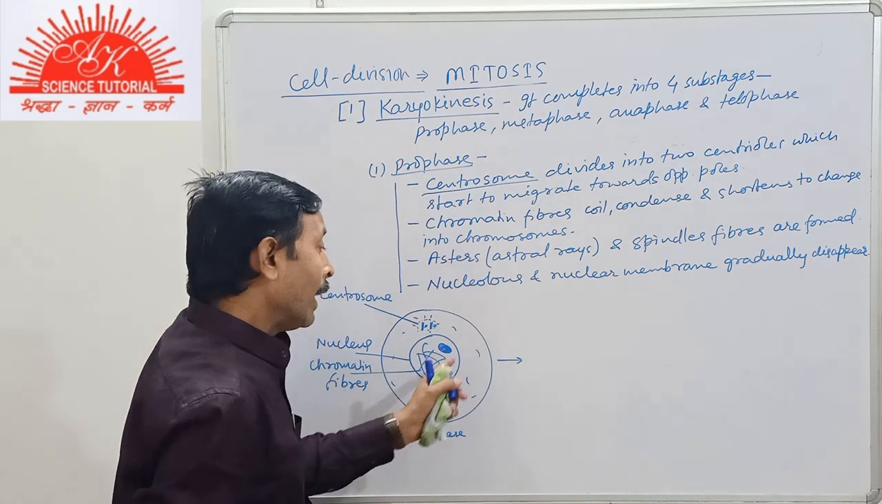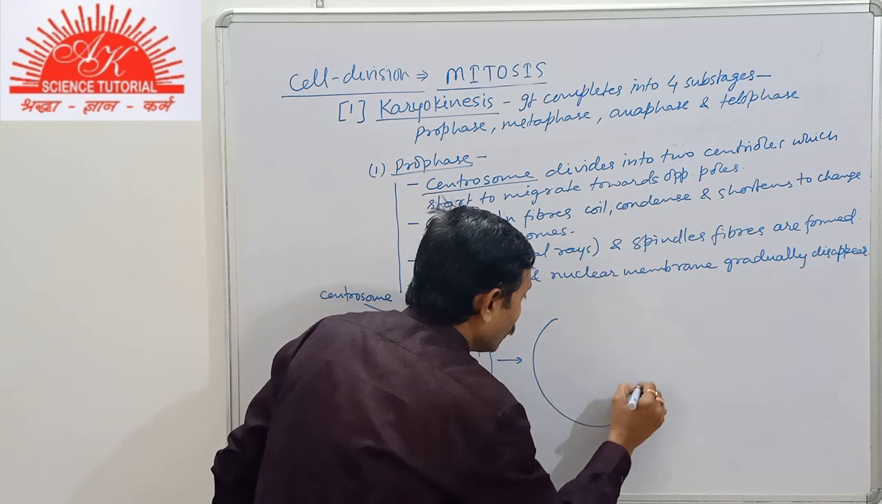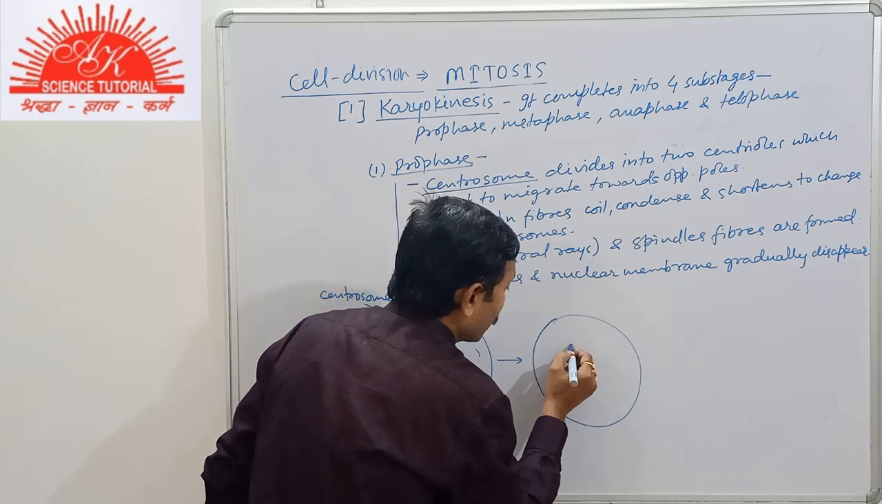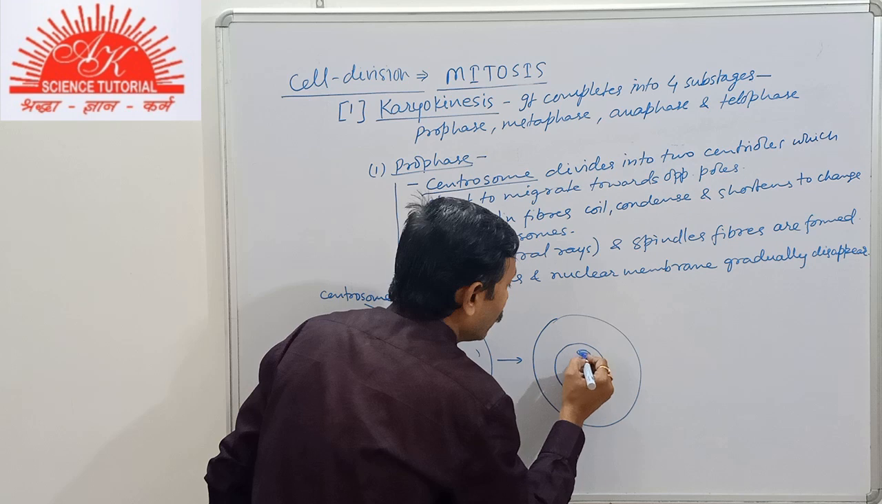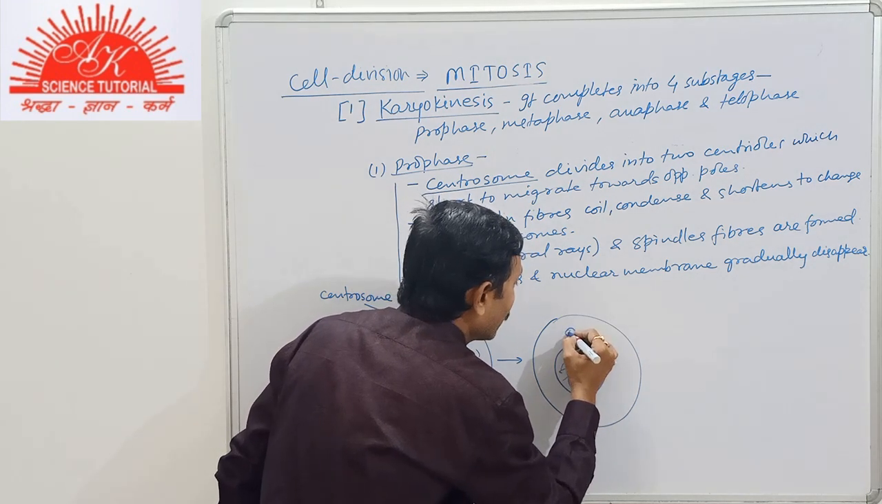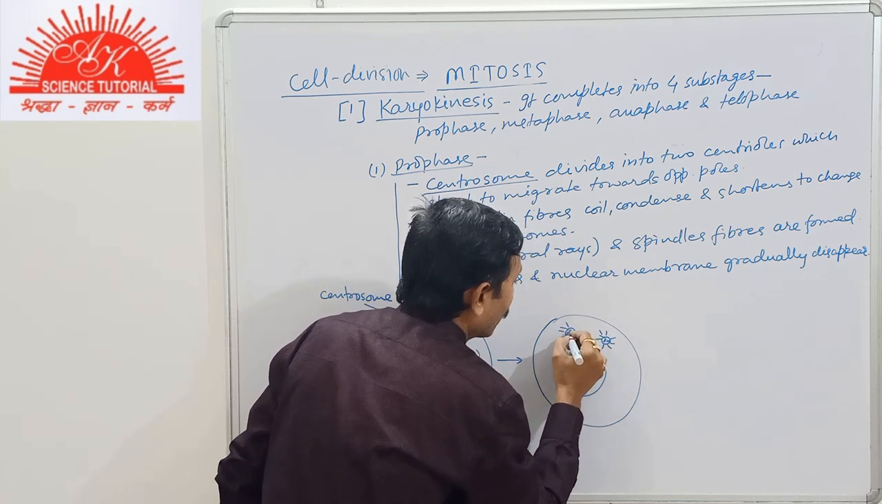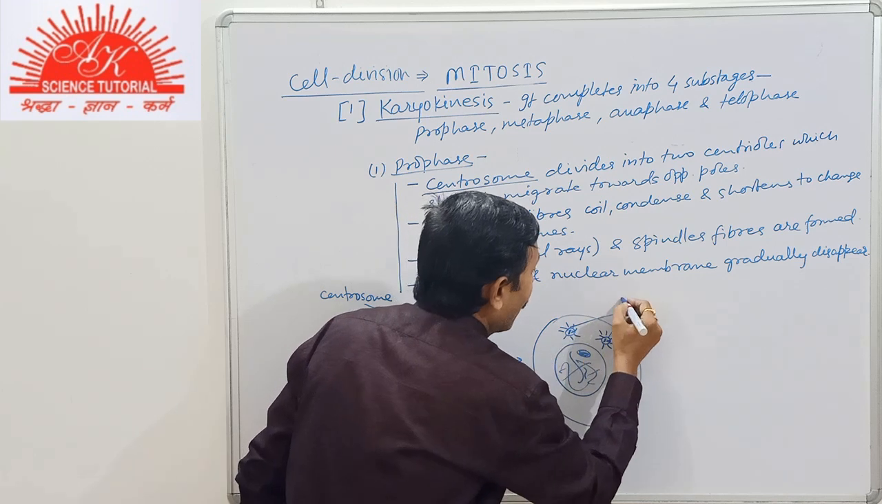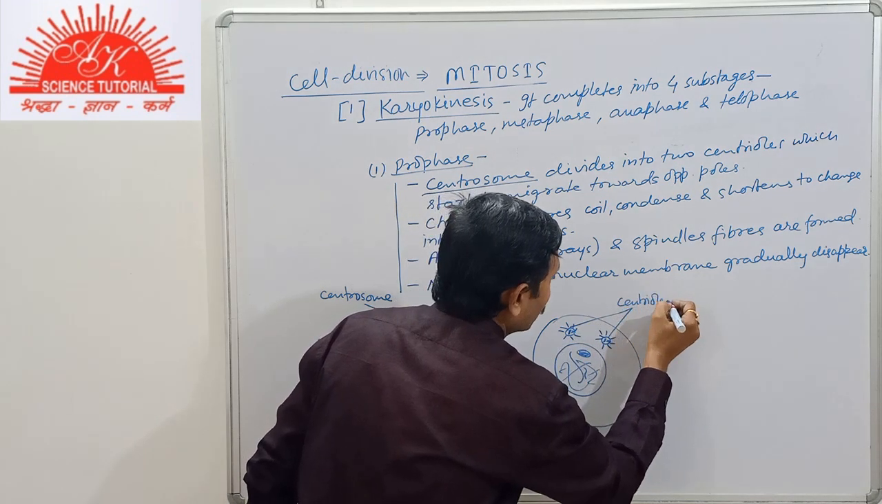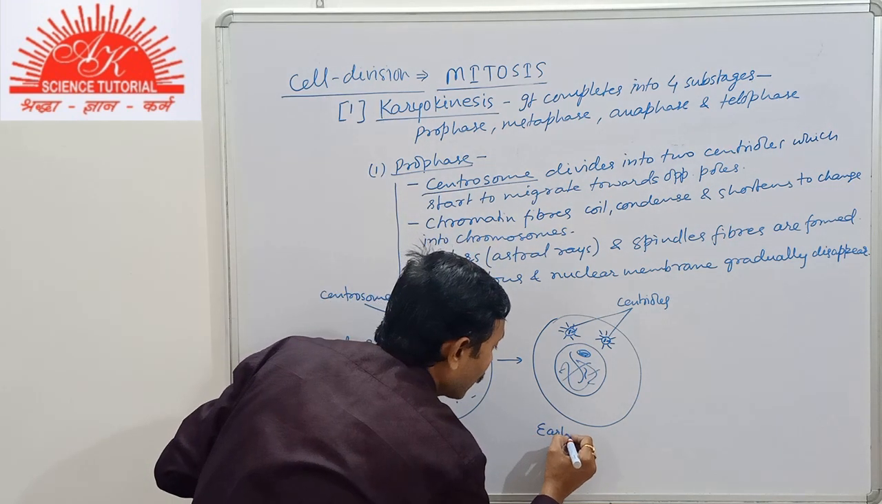Now, in the early stage of prophase, this change will take place. Here again, this is the nucleus, nucleolus, chromatin fibers, and now you can see the two bundles of centrioles are formed. These are centrioles, and this is the beginning, hence termed as early prophase.